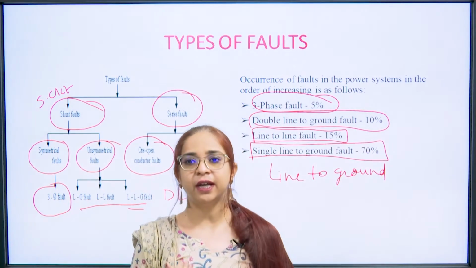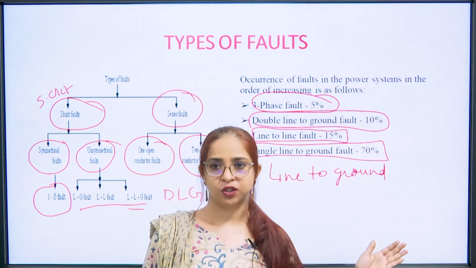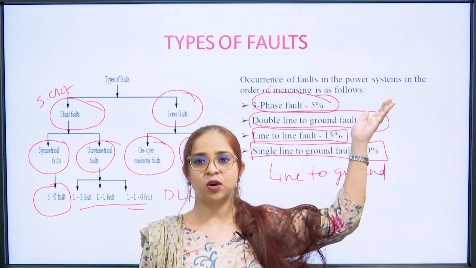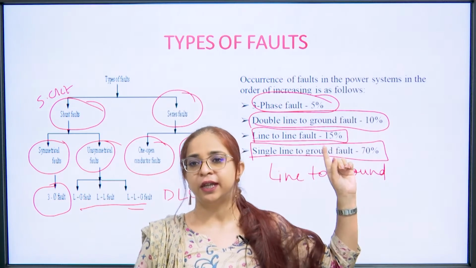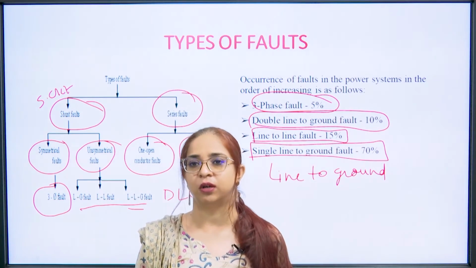तो ये order है occurrence का. When we talk about severity, the order is opposite. Top one, 3-phase fault is the most severe fault, then double line to ground fault, then line to line fault, then single line to ground fault.